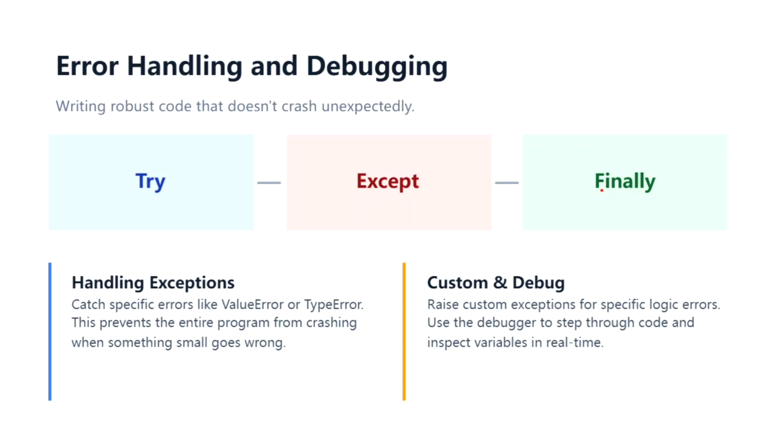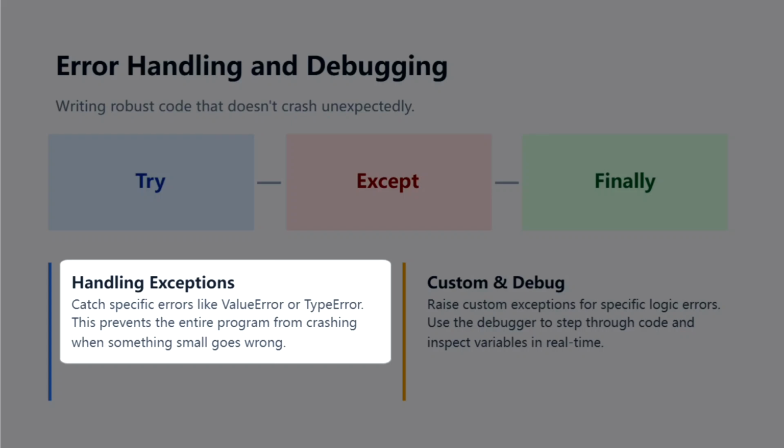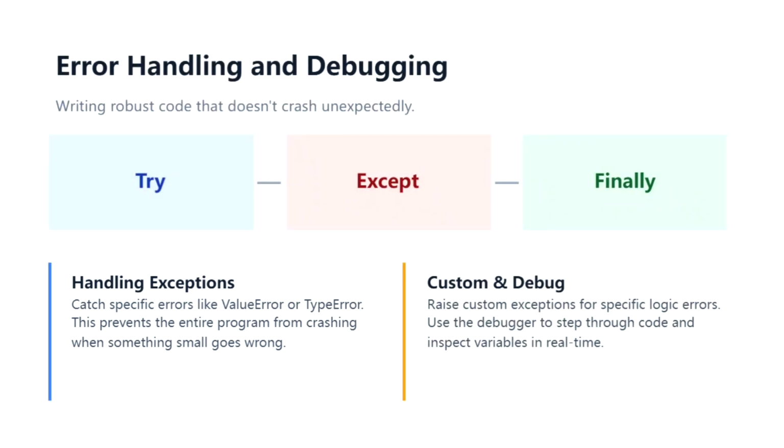Then we have finally. As we mentioned on the previous page regarding resource management, this block runs no matter what, making it the perfect place for closing files or database connections. It's important not to just catch any error. We should target specific ones like ValueError or TypeError. This precision helps us provide better feedback and prevents us from accidentally hiding other bugs.